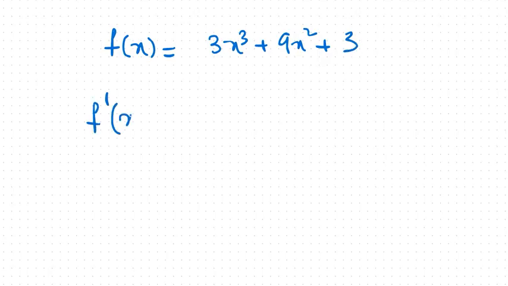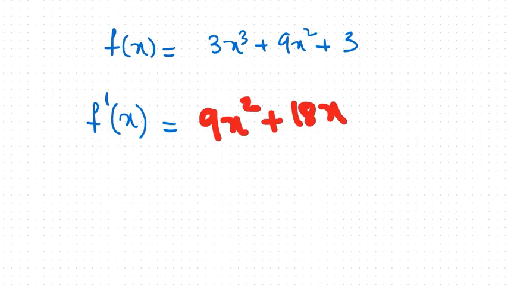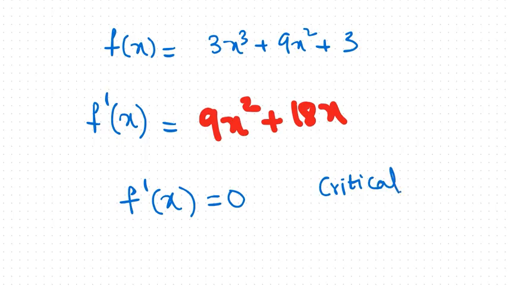What is the value of f dash of x? The derivative. So it will be 9x squared plus 18x plus 0. That's it, right? So see, the thing is, if f dash of x is 0, we get critical points, the x values.